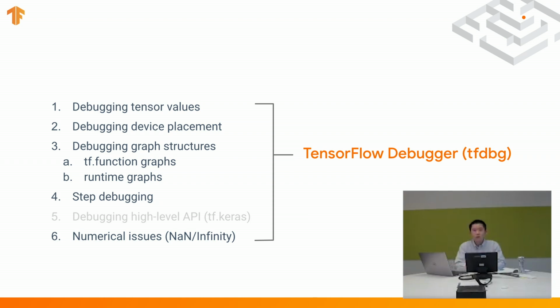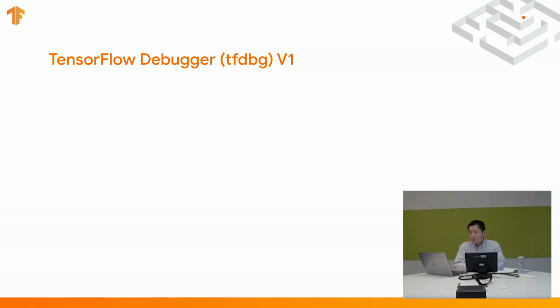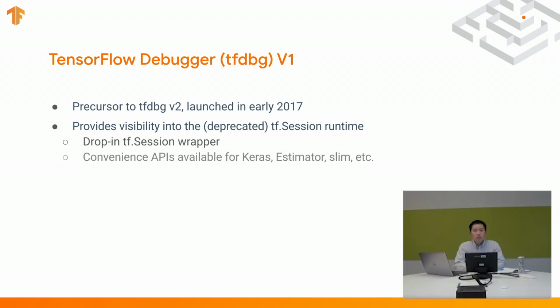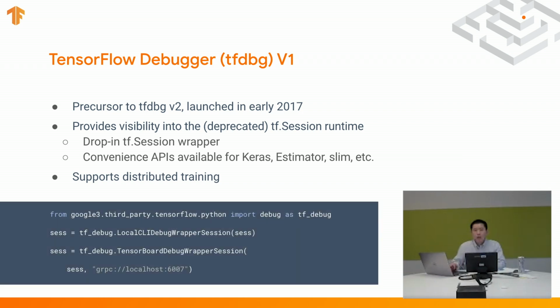There are two different versions of TF Debugger, V1 and V2. V1 was a part of TF1, so it's centered around the old tf.Session API. It's basically a set of wrappers for your sessions. So it's still available in TensorFlow. If you are still using TF1 APIs, it might be useful to you. There are two different wrappers, the command line interface wrapper and the TensorBoard wrapper.